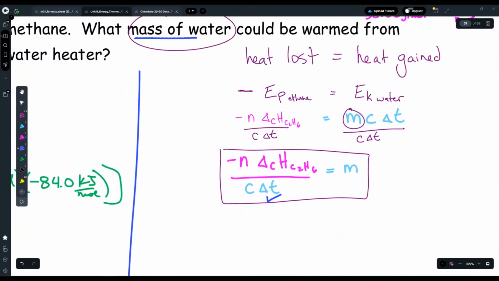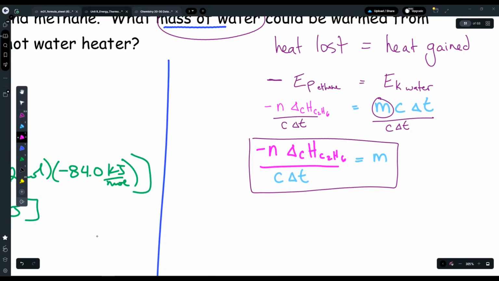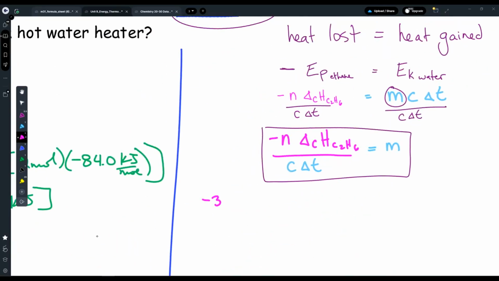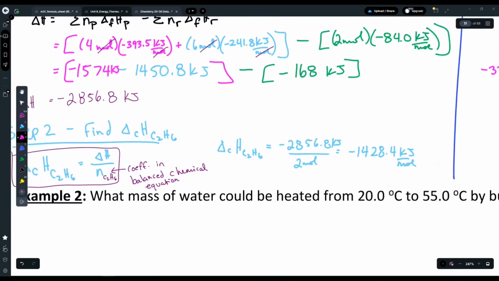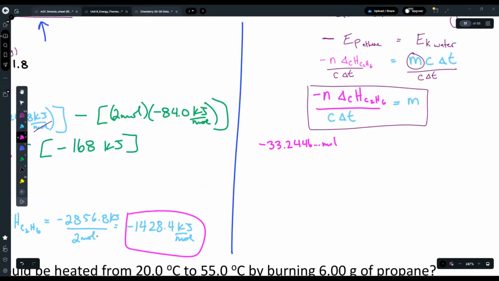Okay, so we have our moles. We already found our molar enthalpy of combustion for ethane, and we can look up the specific heat capacity of water if you haven't memorized it already. Okay, so let's get going on this. So we've got negative, so our moles, that was 33.2446, goes on forever, moles. Okay, our molar enthalpy of combustion, that was this number right here.